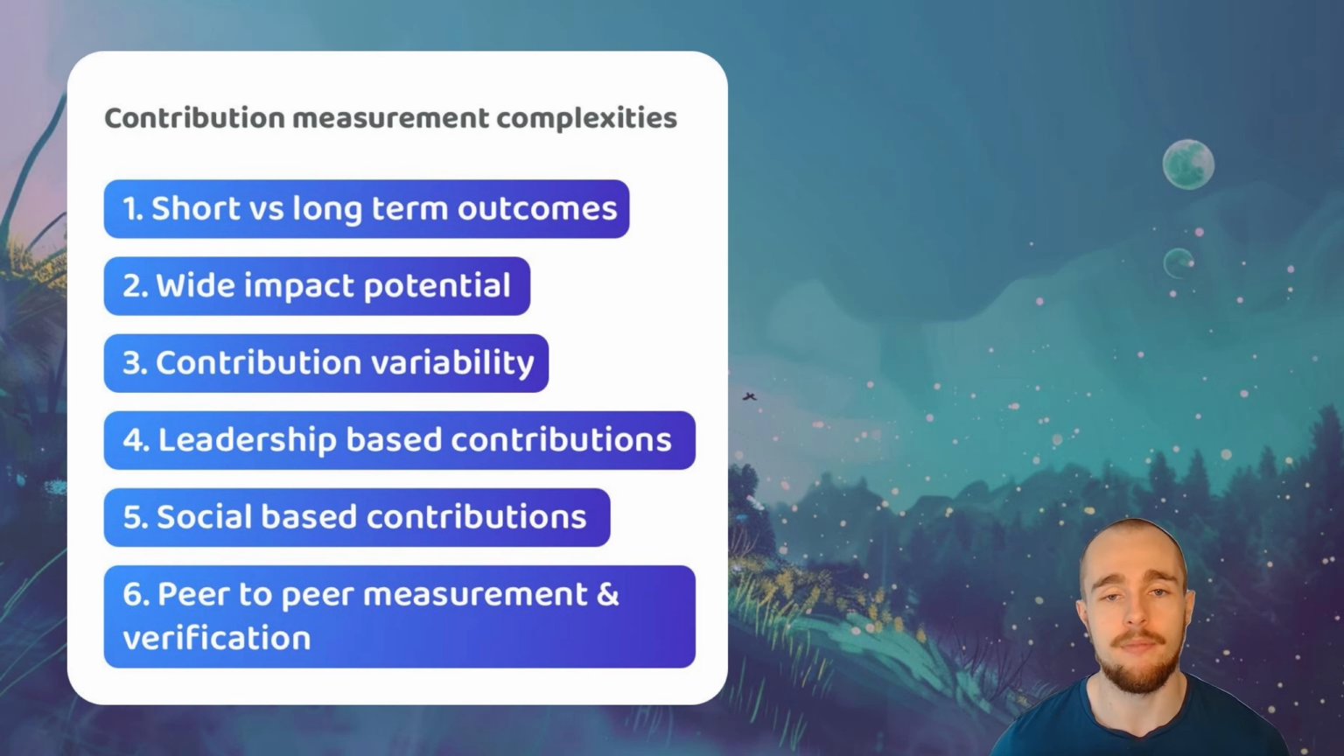Contribution variability. A contributor can make a wide variety of different contributions to generate impact for an ecosystem. Each of these different types of contribution effort could require very different skills and approaches for those efforts to be recorded, measured, and verified. Leadership-based contributions. Some contribution efforts could be focused on inspiring and aligning the efforts of a group of contributors. These types of contributions can be more difficult to measure due to the fact that each individual could respond very differently to these leadership efforts.